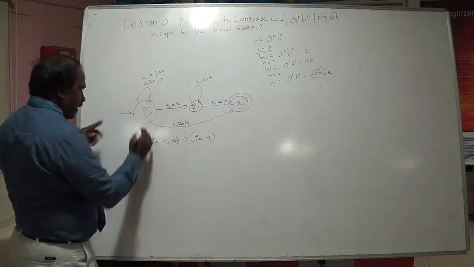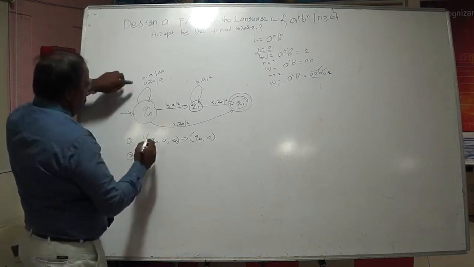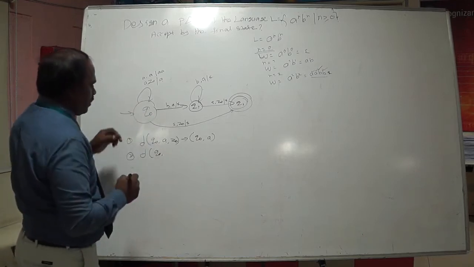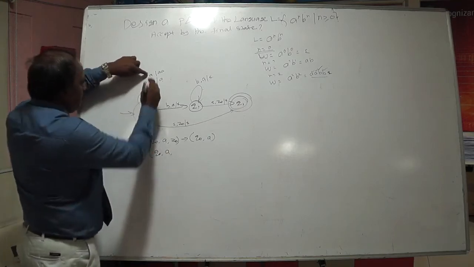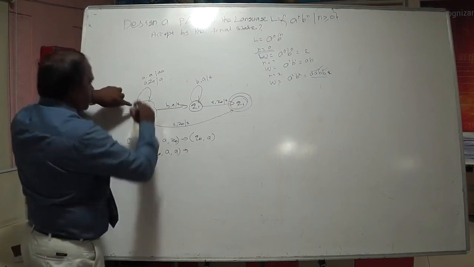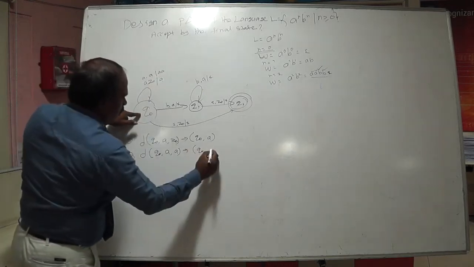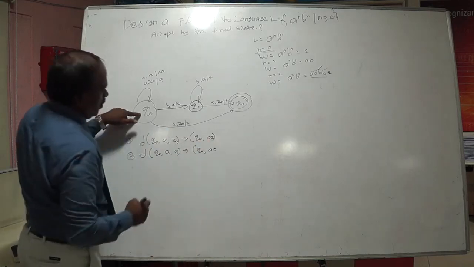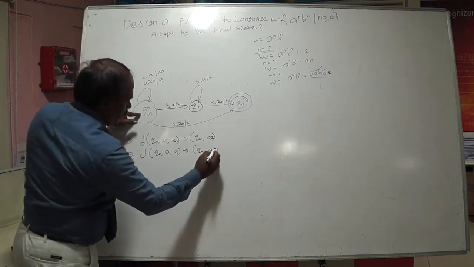Again, the second input: delta, Q0 is now considered the present state, the input is A, and the stack content already has A in it. If it is so, the next state also goes to the same state, Q0, along with A. So Z0 is already there, so A Z0 was added for the first content. Already A is there in the stack, so A will be added in the stack.